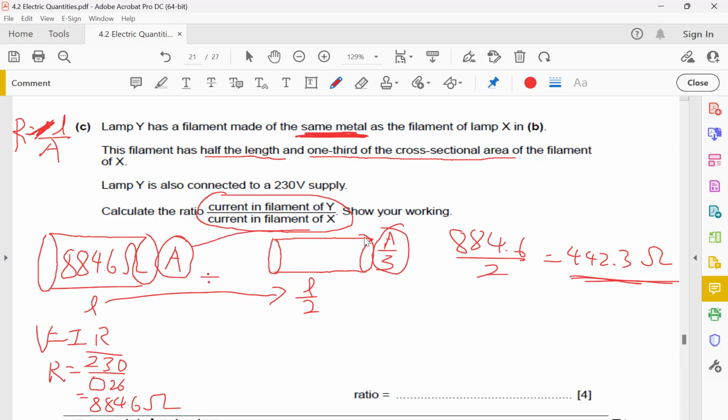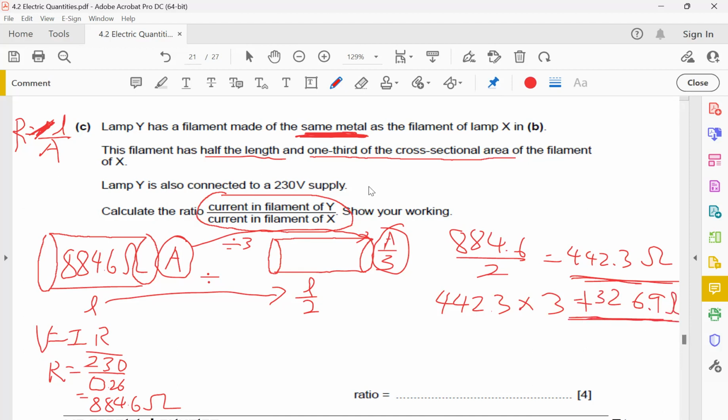Then after that, I compare the area here. If I divide my area by 3, what would happen to my resistance? Times 3, excellent. So by comparing the area, 442.3, I need to multiply it by 3, right? Which will give you 1326.9 ohms. Do you all get that? 1326.9 ohms, right? Then now I have the resistance already.